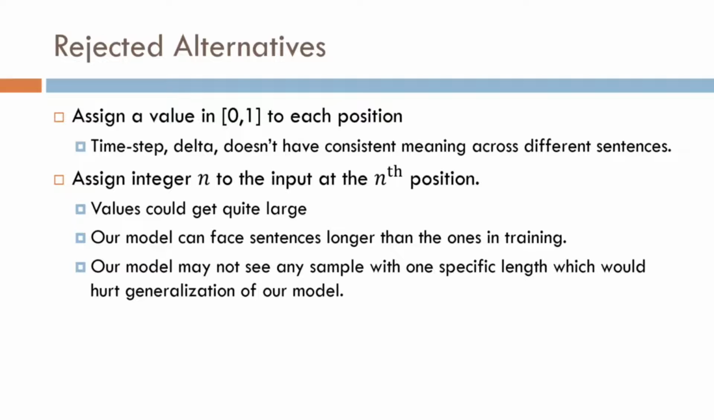Also, our model may not see any sample with one specific length, which would hurt generalization of our model. Suppose we have 10 different lengths in the range 1 to 100, but a sample of every length may not be available in the training data.